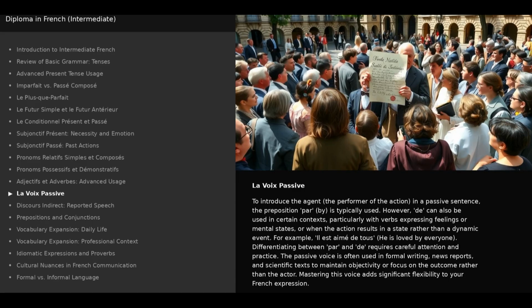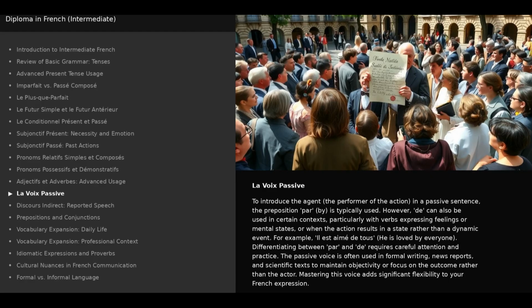To introduce the agent, the performer of the action, in a passive sentence, the preposition par, by, is typically used. However, de can also be used in certain contexts, particularly with verbs expressing feelings or mental states, or when the action results in a state rather than a dynamic event. For example, il est aimé de tous, he is loved by everyone. Differentiating between par and de requires careful attention and practice.